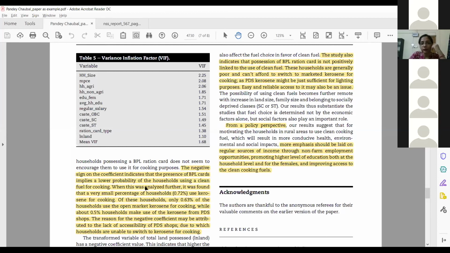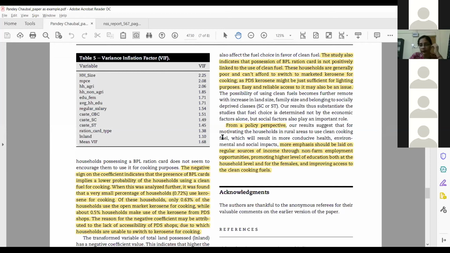Now, however, this was analyzed in terms of the percentage of households in which this happened. They ended up using the kerosene for cooking, but that was only 0.72% of all the households that had the card. Okay, and some of them actually used the open market for the kerosene, right? And this is across all the rural households in India. So the reason could be attributed to the lack of accessibility of those ration shops from which they're supposed to get the cleaner fuel. Okay, so that was the only one which was not in line with theory.